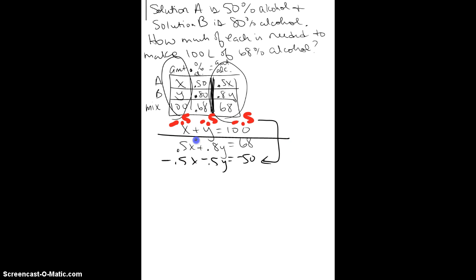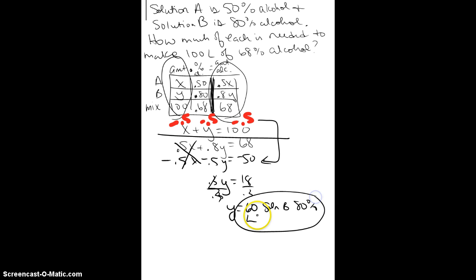All right, so let's see, these cancel exactly. I get 0.3y equals, what is that, 18? Divide by 0.3. y equals, and I end up with what, 60? Okay, now I need to look at what that is. That's solution B, which is the 80% solution, and that's in liters. Okay, so I know I need 60 liters of solution B, which is the 80% kind.